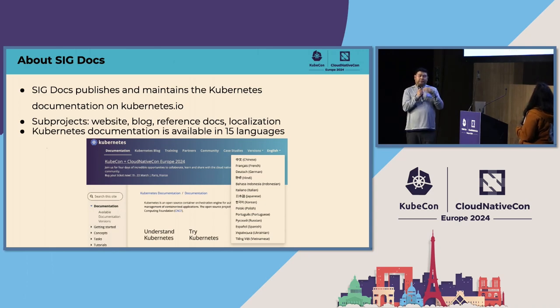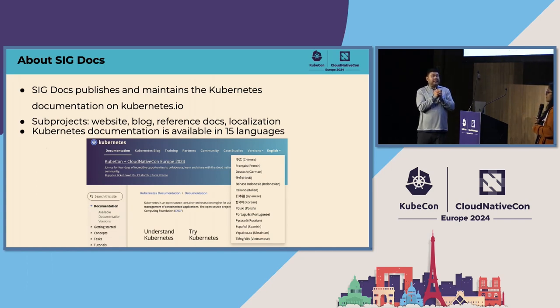Another sub-project, which is part of Docs, is maintaining the blogs as well. And the third sub-project is reference docs. So if you ever use reference docs for kubectl or the Kube APIs, we actually have to manage the tooling involved on how to generate those reference docs. Lastly, we have the localization sub-project, which currently has 15 languages that the Kubernetes docs is translated into. And we're working on several more as well.